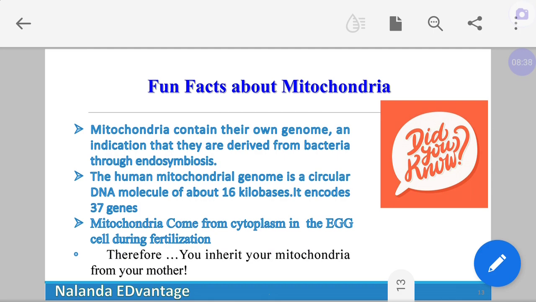Second point, the human mitochondrial genome is a circular DNA molecule of about 16 kilobases, which encodes 37 genes. Mitochondria come from the cytoplasm in the egg cell during fertilization. Hence, you inherit your mitochondria from your mother and not from your father.